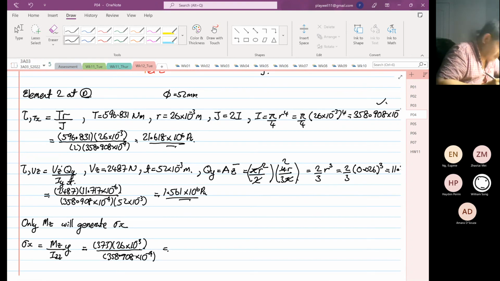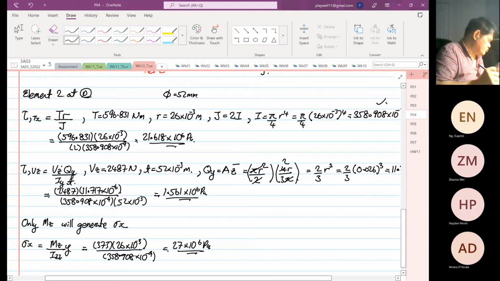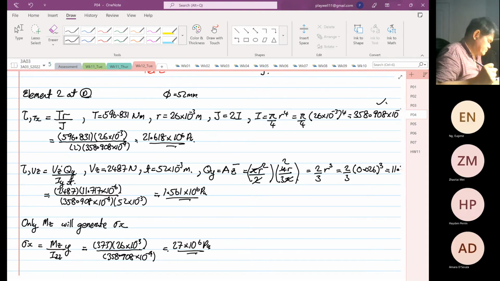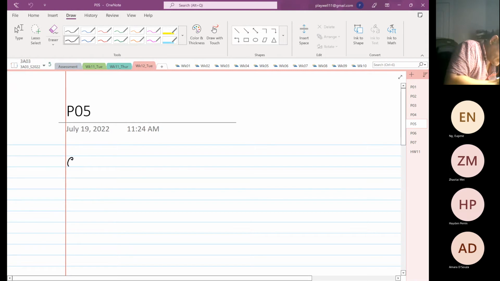27 times 10 to the power 6 Pascal. Now we are going to draw an element. We know our value. On the left hand side, consider the shear stress is due to torque in the x direction only.